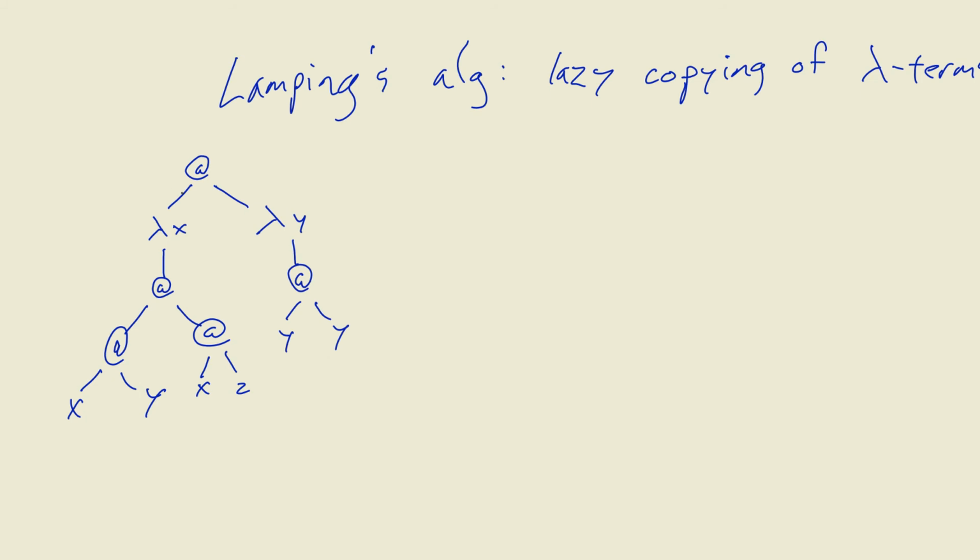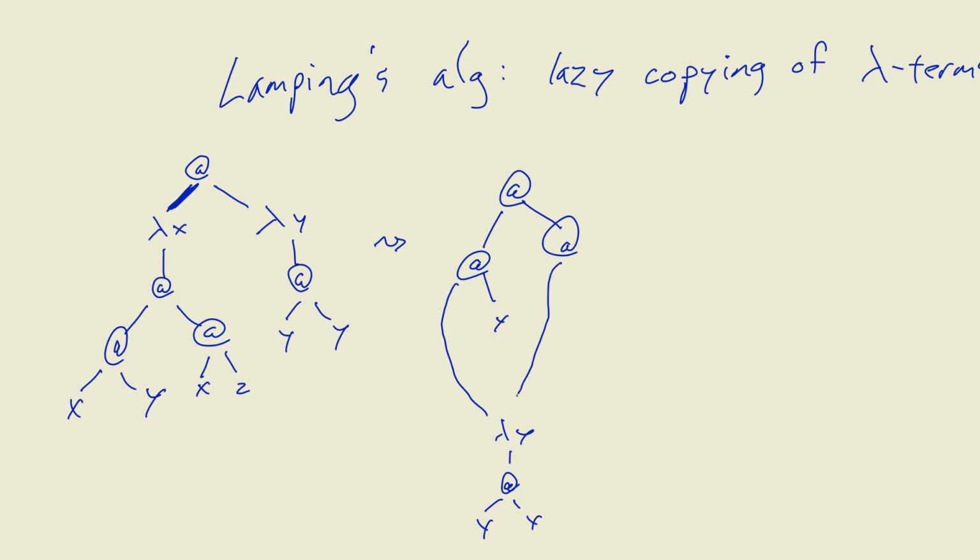If you do this outer redex, what you're supposed to get is an application, another application. Now we're going to have a shared graph here. So we're going to have lambda y, apply y, y. And then here there's a different y. And then we have the same term. I think this shows the point.